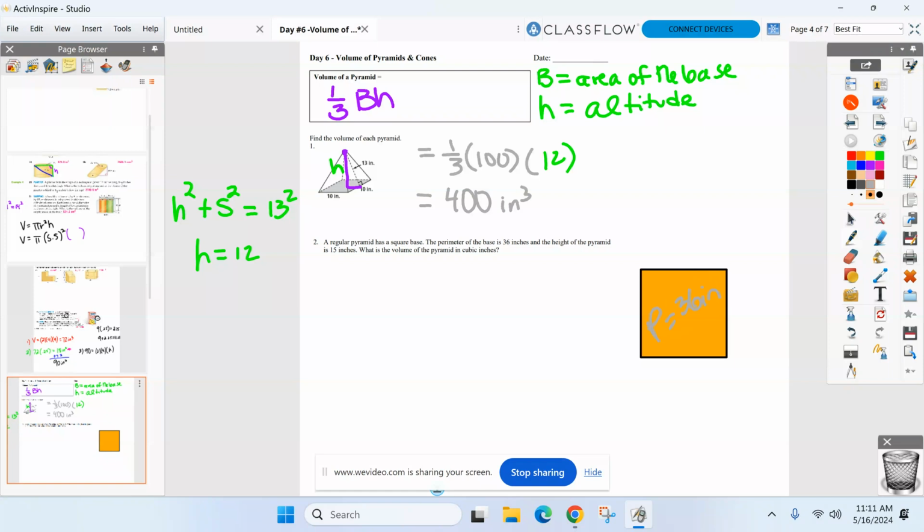Height. Now, everyone always asks me this, so let's clear this confusion up. If I want slant height, I'll put the word slant with it. If you just see the word height, then it's the height, the altitude. So this is just the altitude, is 15 inches. What's your volume?